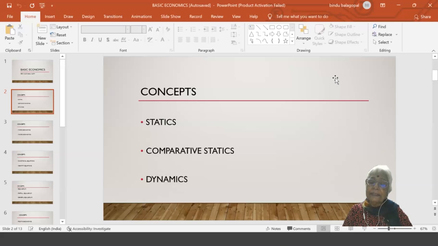In dynamics, it is altogether a new story. The transition is analyzed. The transition path itself is analyzed. In fact, in a diagram, if you are having dynamic analysis, in the horizontal axis, you have time period. From one time period to another, how do you move? That is analyzed in dynamics. A lot of these are made use of in economics.